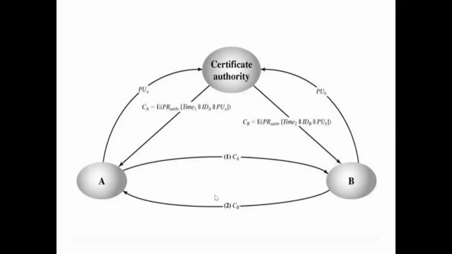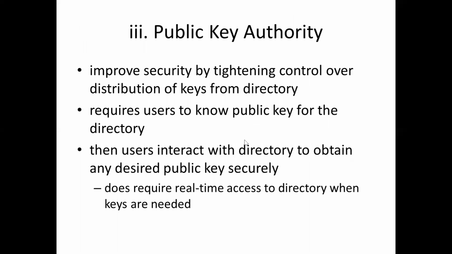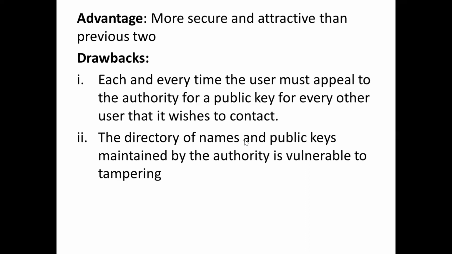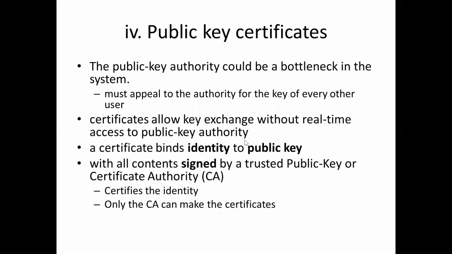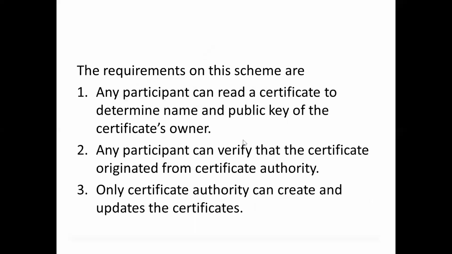The distribution of public keys can be done in 4 ways. One is public announcement. Second is a publicly available directory. Third is by using a public key authority. Fourth is by using public key certificates. These are the 4 ways to distribute the public keys.